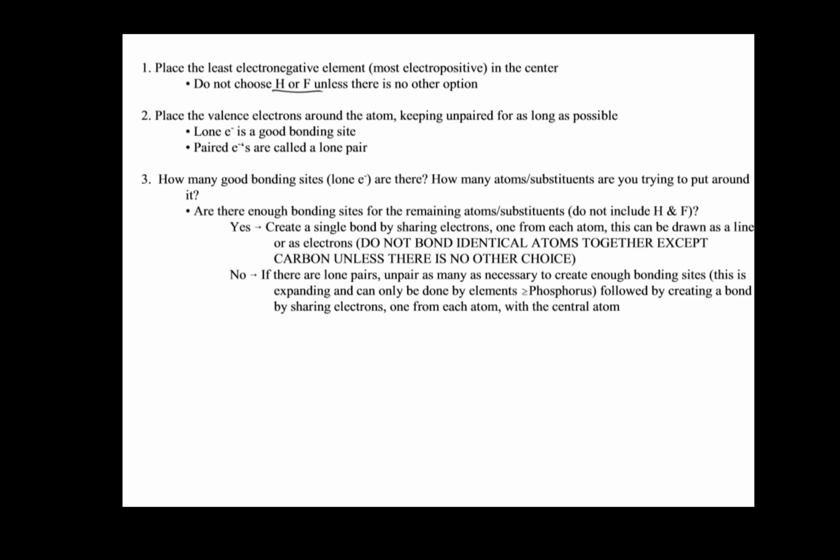So we're going to do an example like this one. We're going to go CH4O. All right, so of these, what is the least electronegative, the one that's furthest away from fluorine? Okay, that would be carbon. So we're going to put carbon in the center, and then we're going to put its valence electrons around it. So I have just done this step, and I kept them unpaired for as long as possible.